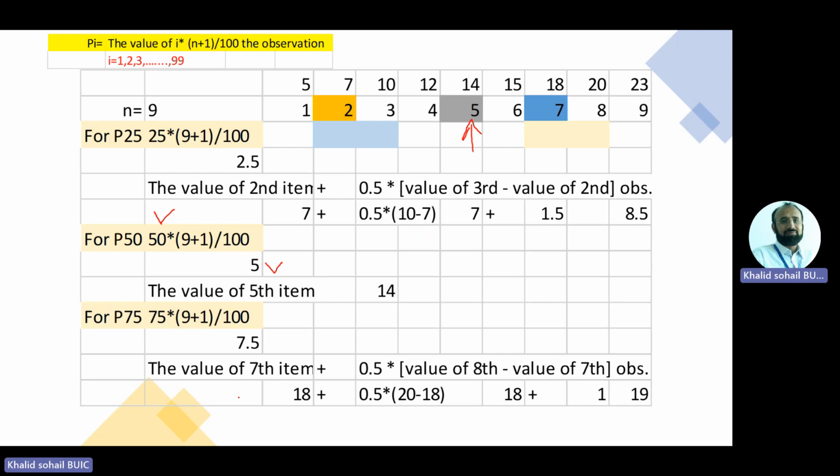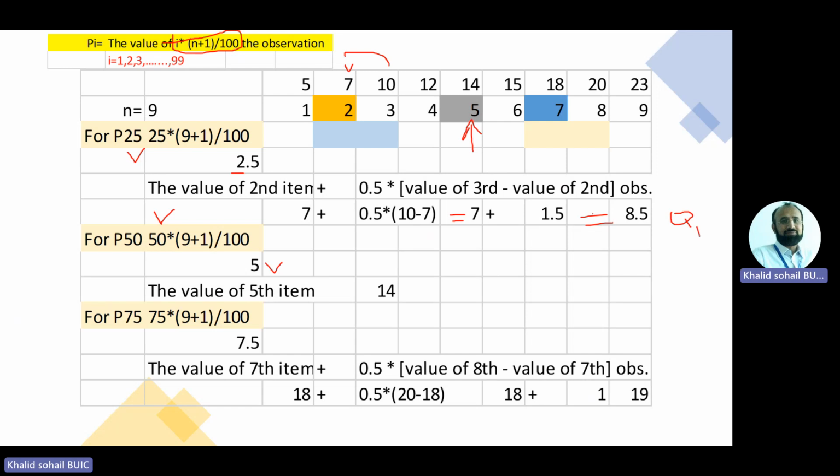Now, for example, if we want to calculate our 25th percentile, and the 25th percentile is basically your first quartile. So by putting 25 in this formula, i equal to 25, we will get 2.5. 2.5 means 2 is the second position, 7. And the 0.5 is multiplied by the difference of these two, 10 minus 7. And we will get 7 plus 1.5 equal to 8.5. And it was also our first quartile.